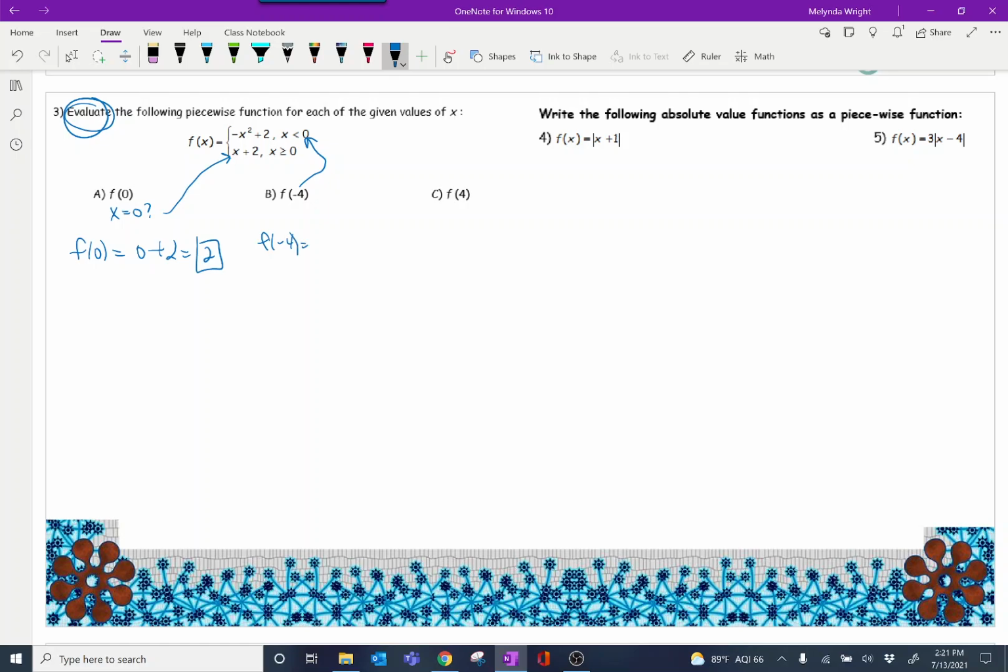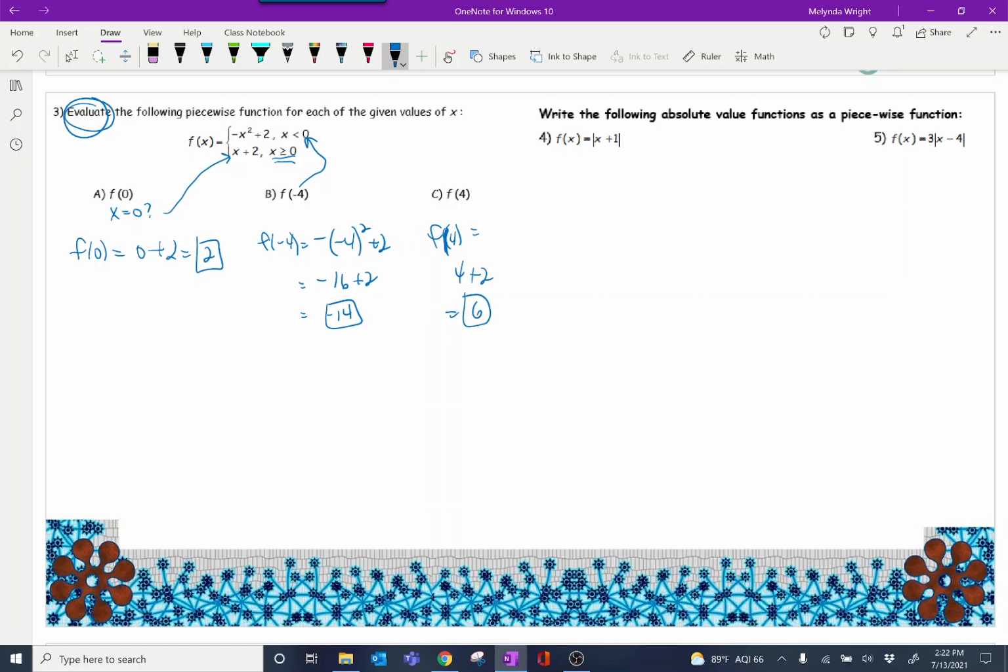would go into that top piece. So that would be negative, whoops. So there's a negative there, and then I plug in the -4. So that gives me -4 times -4 is 16. And so that gives me a -14. And the last piece is f of 4. And that would go into the bottom piece because that's where x is bigger than or equal to 0, which is where the 4 falls. So that would be 4 plus 2 or 6.